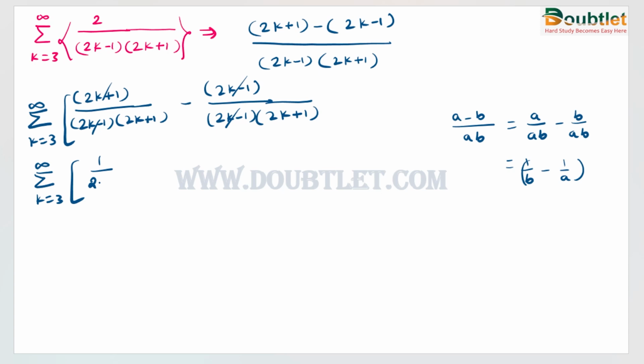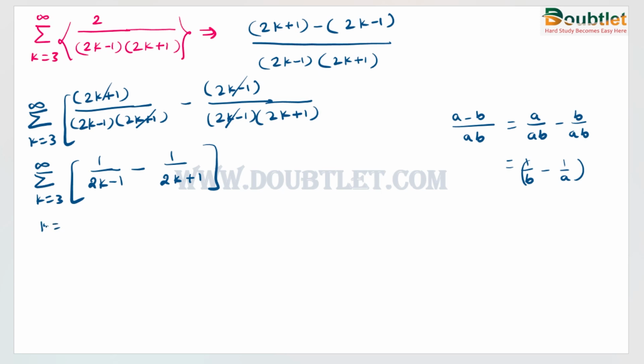So we will get the form of a telescopic series from here. So this is 1 upon 2k plus 1 minus 1 upon... sorry, here this will be cancelled out, 2k plus 1. So 2k minus 1 will be remaining. So we can write this as 1 upon 2k minus 1 minus 1 upon 2k plus 1. Now we know that this is the form of a telescoping series. Now we will put the value of k starting from 3.